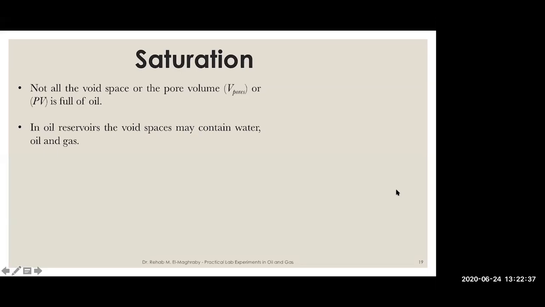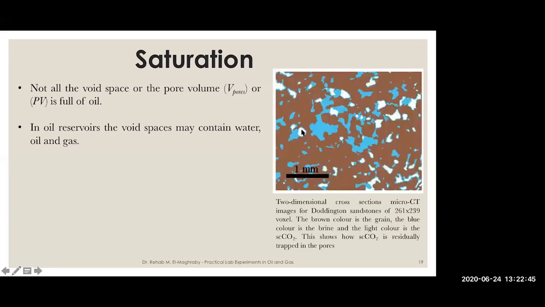So this is an actual photo of brine and supercritical CO2, but I don't want you to be confused with supercritical CO2. It is the same behavior as oil. Oil is analogous to supercritical CO2 and has nearly the same behavior. Okay, so what you can see here is that the pore space can be occupied with brine and oil, or brine and supercritical CO2 as a gas, so they can coexist inside this pore volume or pore space.